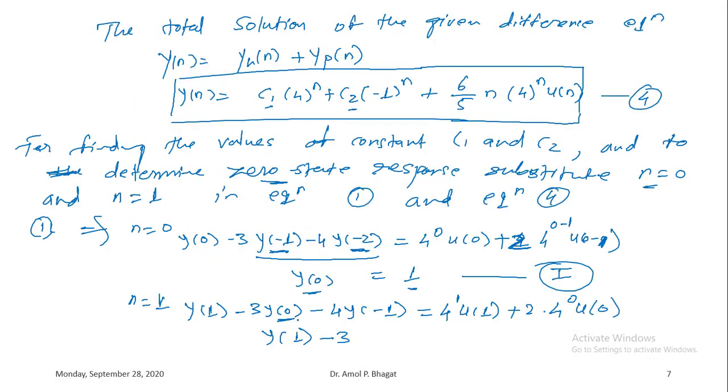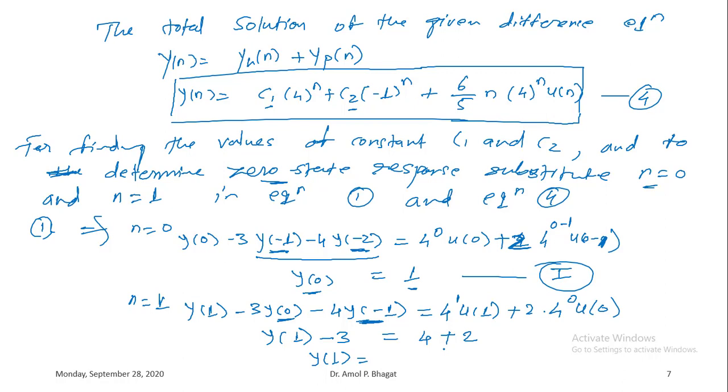So it will be minus 3 y of 0, which is 1, and y of minus 1 is again the initial state, so this initial state will be considered as 0 for identifying the zero state response. So it will be 4 times u of 1, which is 1, plus 4 raised to power 0 is 1, plus 2 multiplied by u of 0, which is again 1, so it will be 2. So what value will I get here? y of 1 is equal to 4 plus 2, which is 6.